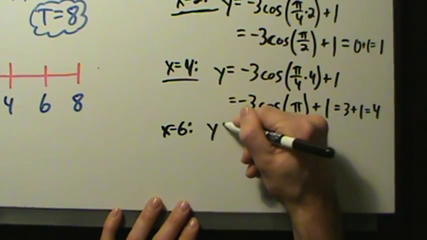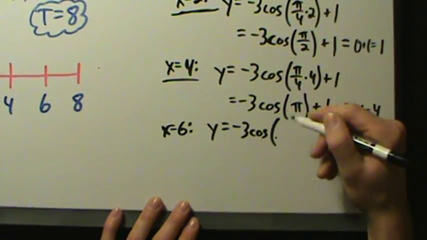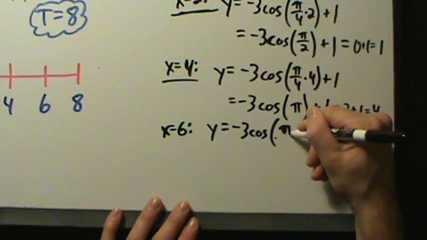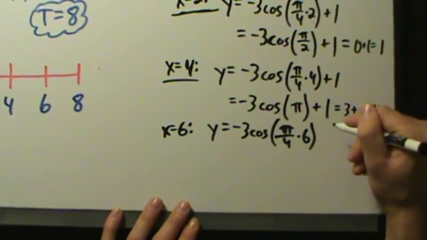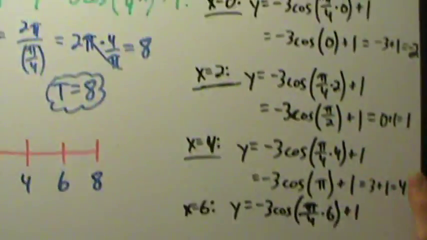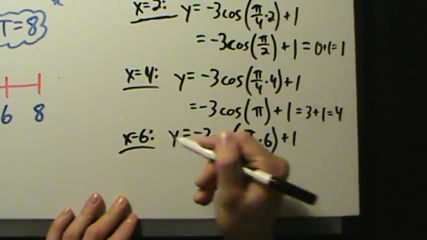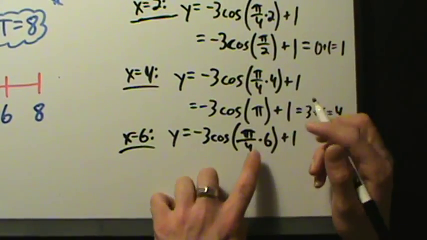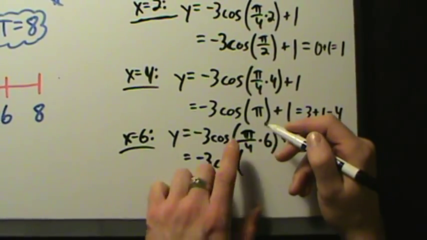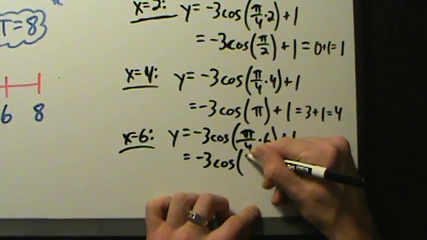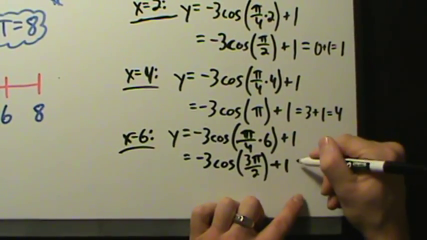So then what we have here is y equals negative 3 times the cosine of pi over 4 times 6, and then plus 1. Okay, so remember it's negative 3 cosine pi over 4x plus 1. So if x is 6, then we have negative 3 cosine pi over 4 times 6 plus 1. So this is negative 3 times the cosine of 6 pi over 4, which simplifies to 3 pi over 2. We still have the plus 1 floating around out here.